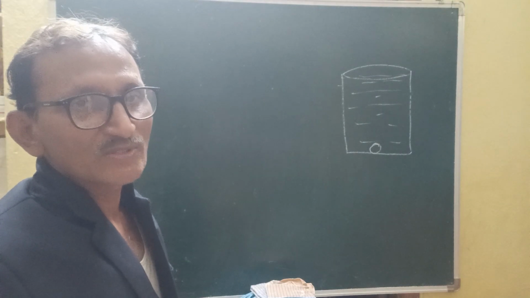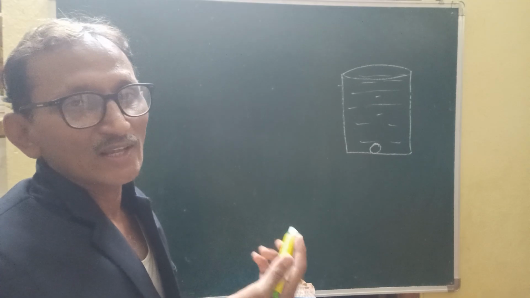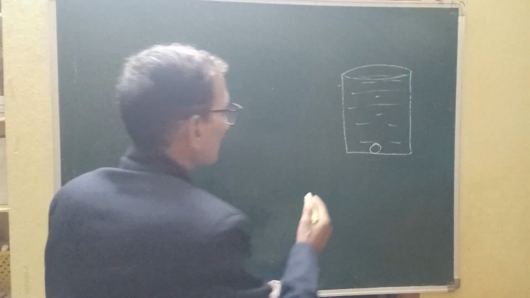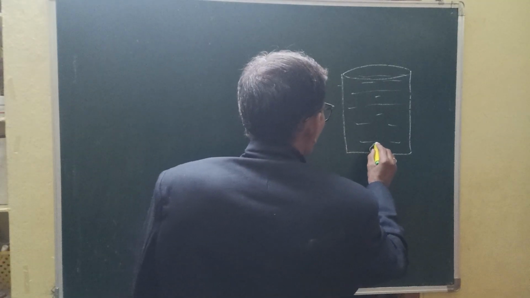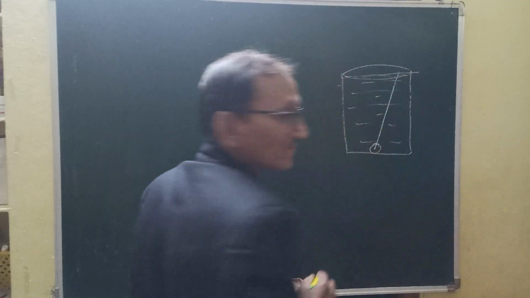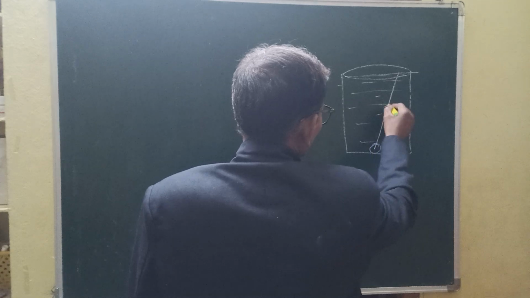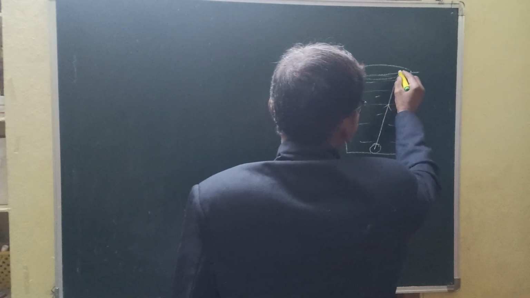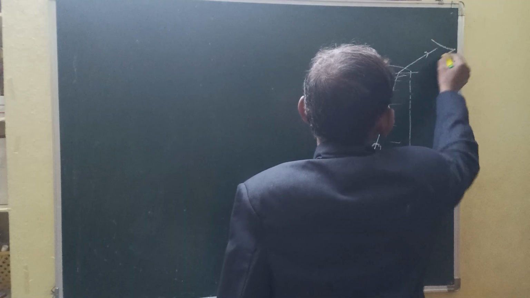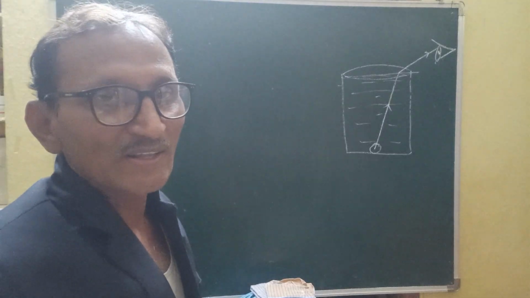When you see from outside, the light ray is traveling from water to air, from denser medium to rarer medium. This is the water level. From that, the light ray is coming out from denser medium to rarer medium. It bends away from the normal.